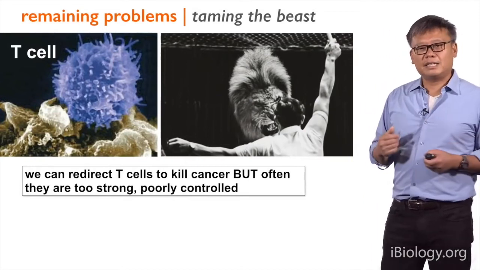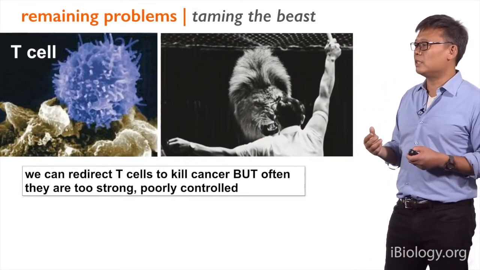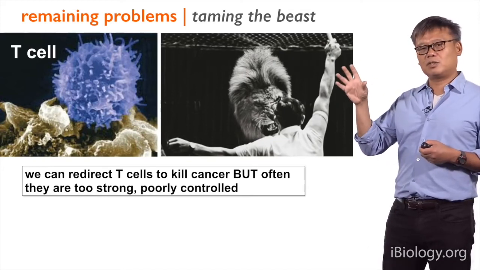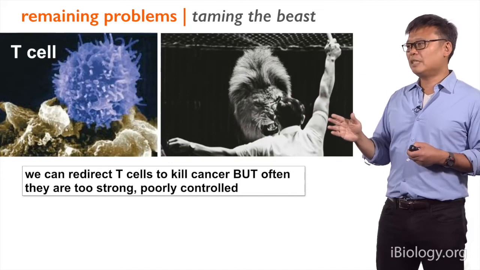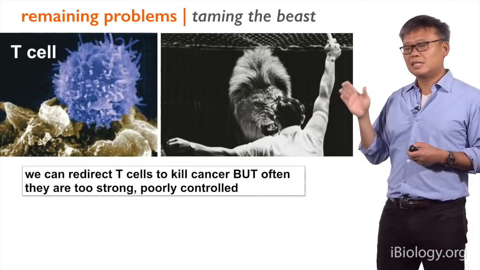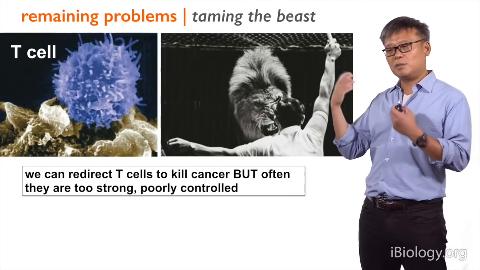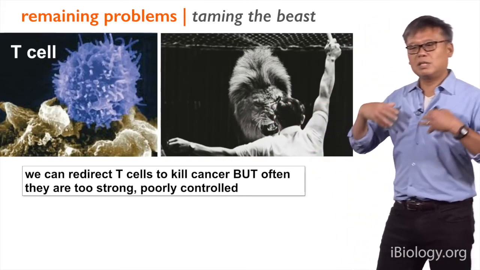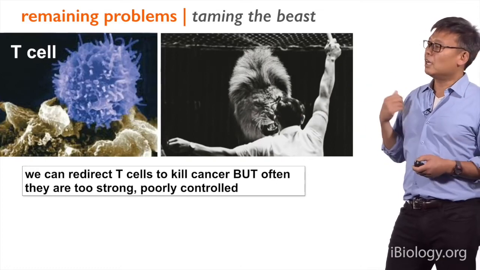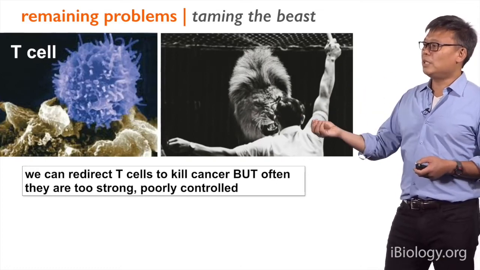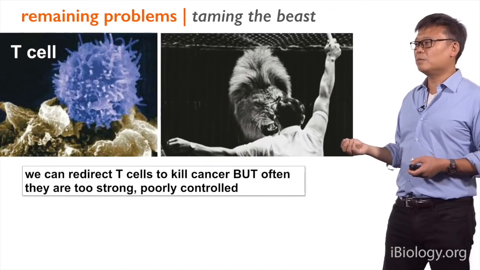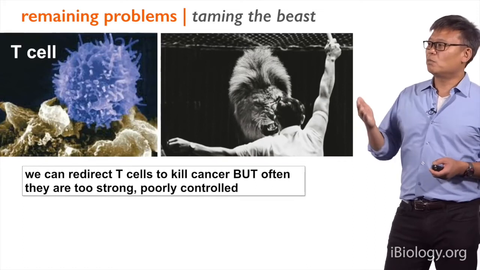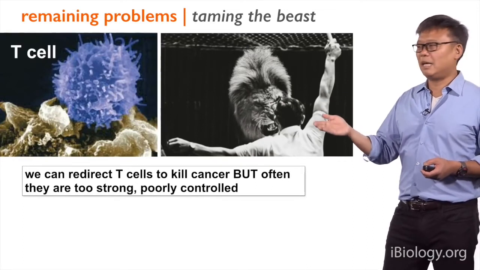So this is tremendously exciting, but there are still problems with this. Particularly, what we've shown is that we can take T cells, these powerful cells, and redirect them. But oftentimes there are many strong side effects because these cells are very strong in terms of their immune response. They secrete a lot of molecules called cytokines that really leads to a big systemic immune response. So although we can redirect them, right now, oftentimes they're too strong or poorly controlled. So we really need to learn not only how to redirect this beast, but also how to tame the beast.